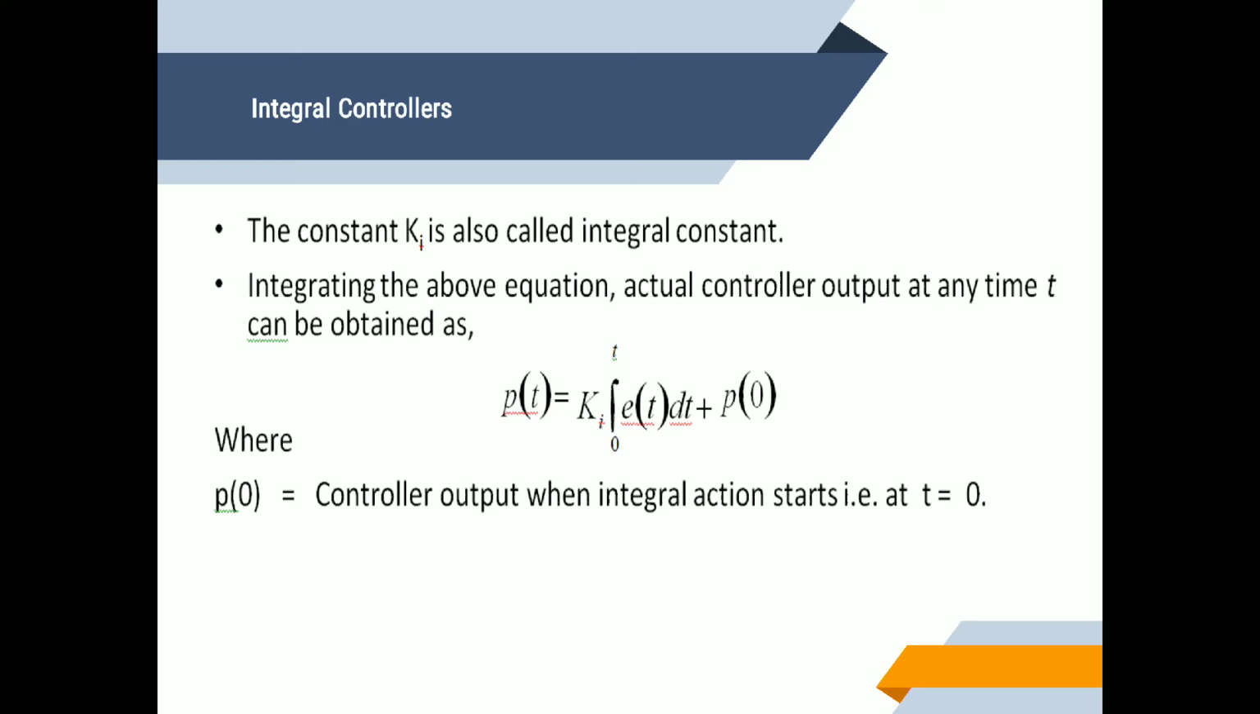It is clear that for positive error, the output of the controller is a positive ramp. For zero error, there is no change in the output of the controller. For negative error, the output of the controller is a negative ramp. Therefore, the integral control action is also called reset control.